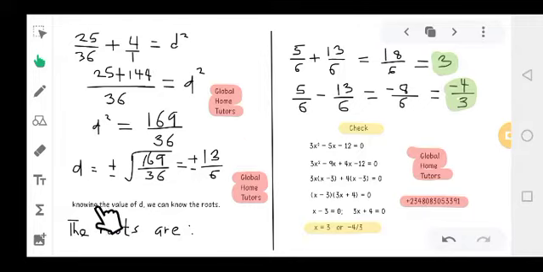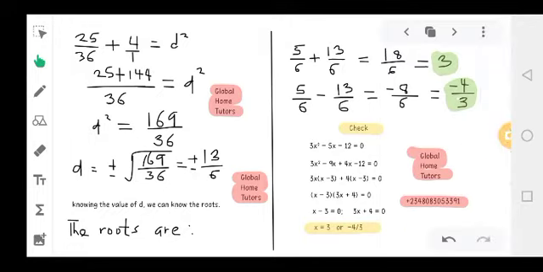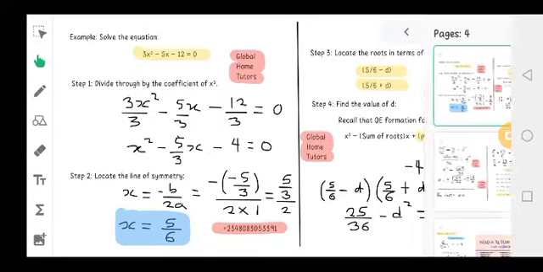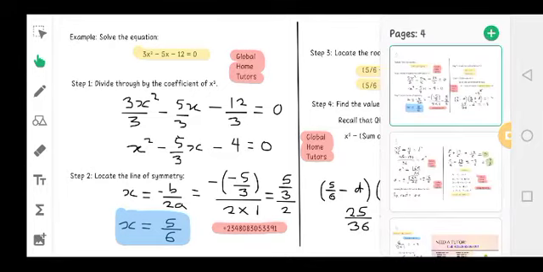Now, knowing the value of d, don't forget, I already assumed the roots in terms of d. Let's look at it again. These are 5 over 6 minus d and 5 over 6 plus d. So immediately I get the value of my d, I just put it in these two equations. Then I get the solution to the quadratic equation.